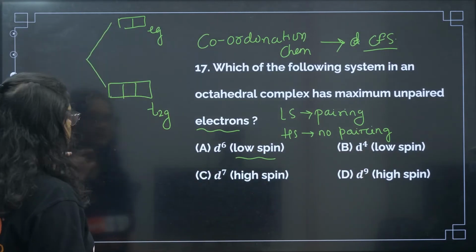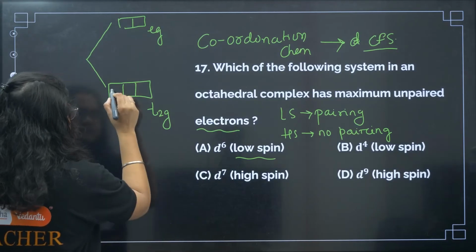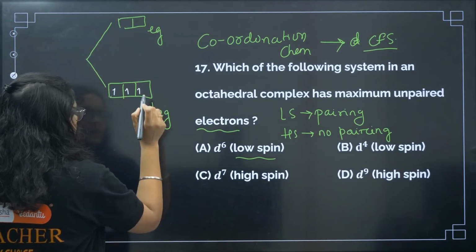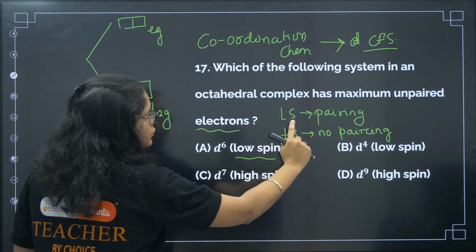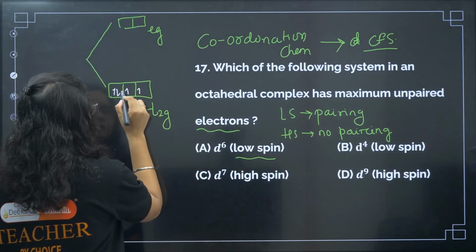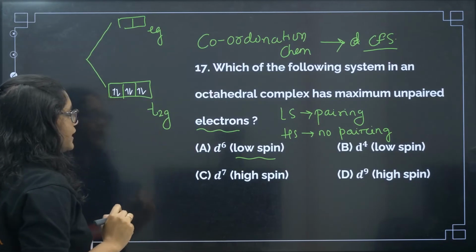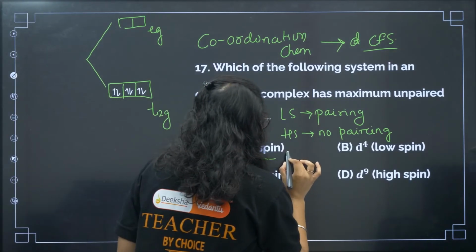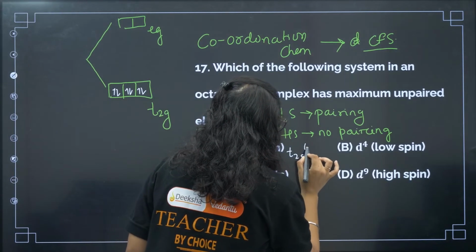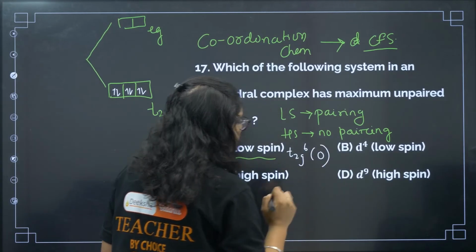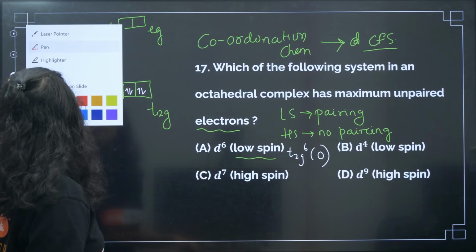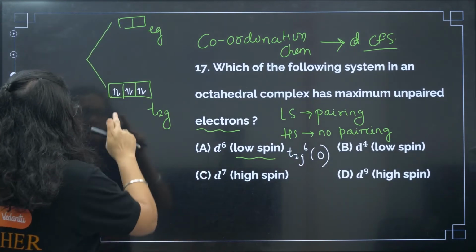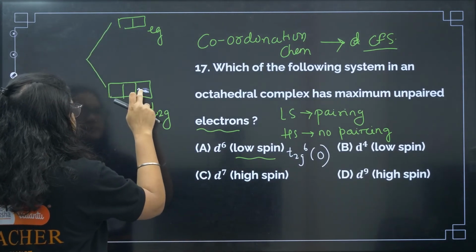Now D6 low spin means first 1, 2, 3. Now the 4th, 5th and 6th will not go to the upper level because it is low spin, so pairing will take place. So what is the electronic configuration here? T2g6, and the number of unpaired electrons is 0, right? Do you see any unpaired electron here? No. Now let us move to the next option. Let me erase this one.